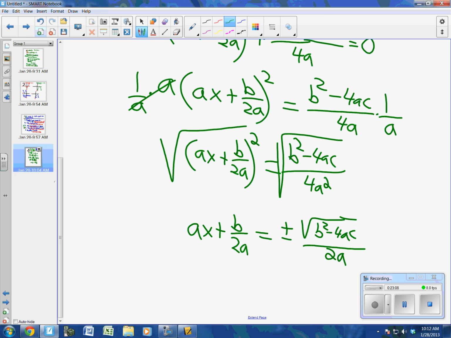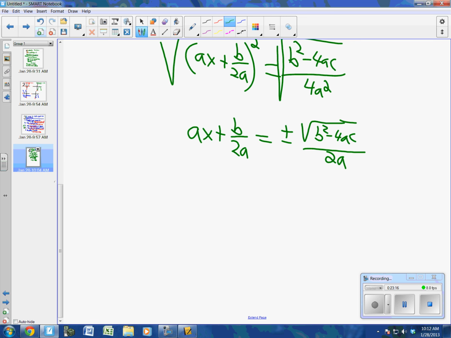Whenever you take the square root of both sides, you have to do plus and minus on that side, on that right side, the one without the a squared. And then all you have to do is get x by itself. You're going to minus b over 2a to both sides. And if you do that, you're going to get ax equals negative b over 2a plus or minus the square root of b squared minus 4ac all over the 2a right there.